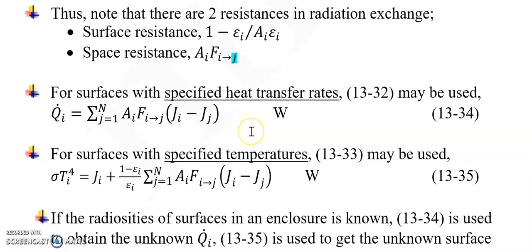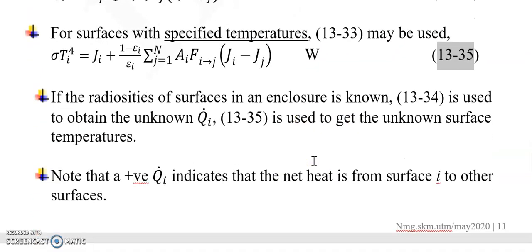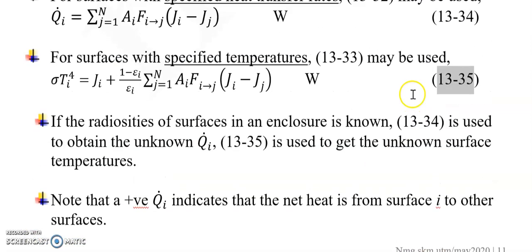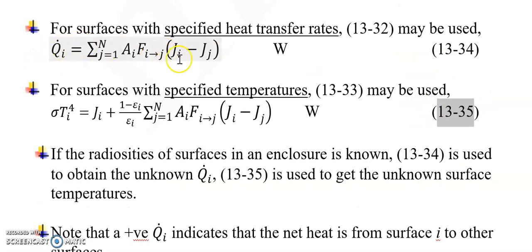Now, please note that when you're doing heat transfer analysis for radiation exchange, there are two resistances in radiation exchange. One is the surface resistance, and two is the space resistance. For surfaces with specified heat transfer rates, 1332 may be used. Actually, this equation labeled 1334 is 1332. For surfaces with specified temperatures, 1333 may be used. Again, 1335 is just 1333, repeated here. If the radiosities of surfaces in an enclosure are known, 1334 is used to obtain the unknown Q. So you can get Q if you know the radiosities.